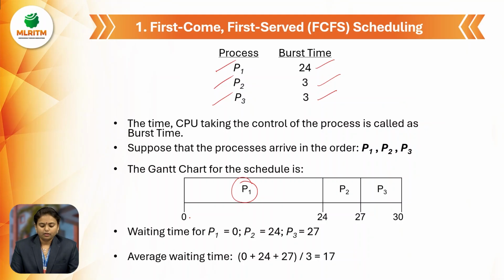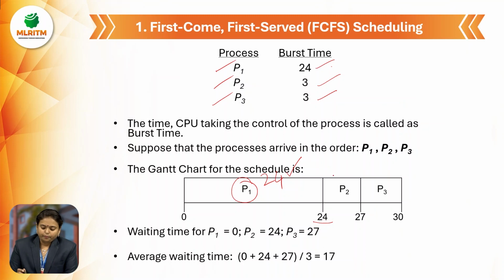So the waiting time of P1 is 0. And what is the burst time of P1? 24. So just write 24 here. This is the burst time of P1, and next P2 will enter the CPU. Before that, what is the waiting time of P2? It is the burst time of P1, that is 24. 0 plus 24 means 24. That is the waiting time of P2.